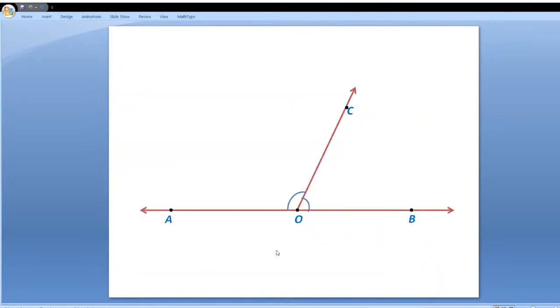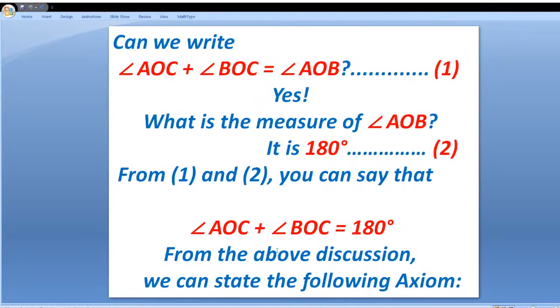See here, AOC, BOC and AOB. But what about AOB? AOC plus BOC is equal to AOB. We can write this. So what is the measure of AOB? Because it is a straight line, obviously it will be 180. So from 1 and 2 you can see that angle AOC plus angle BOC is equal to 180.